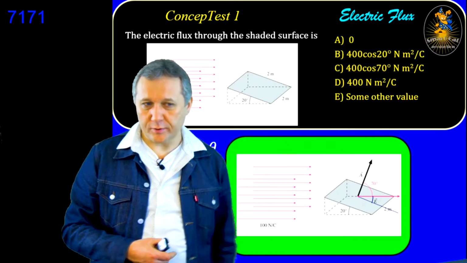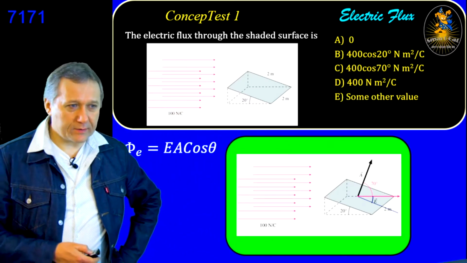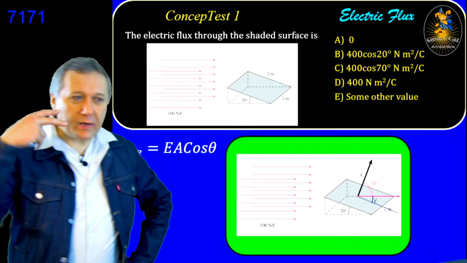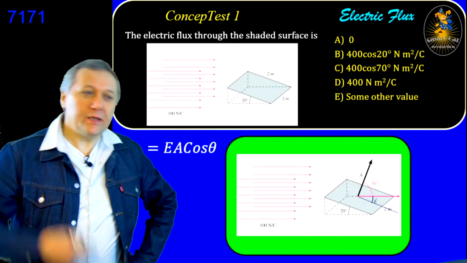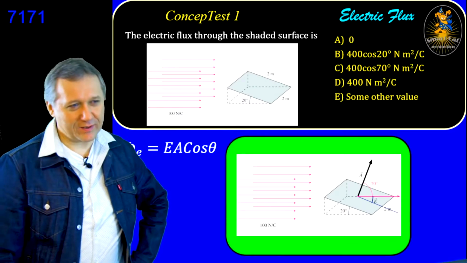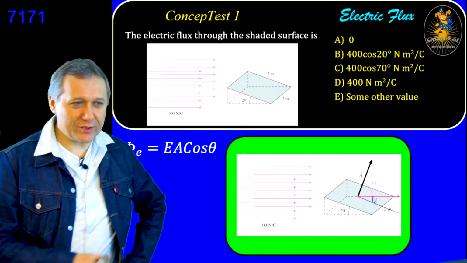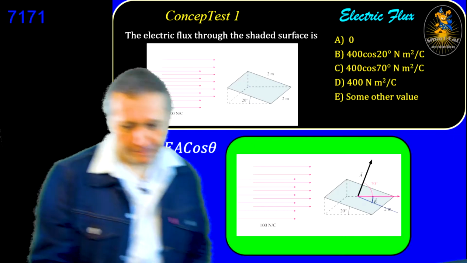There is no special unit of the electric flux. When we actually move to the magnetic flux in a couple of months, there will be a special unit for the magnetic flux. Again, speaking about discrimination in terms of units.